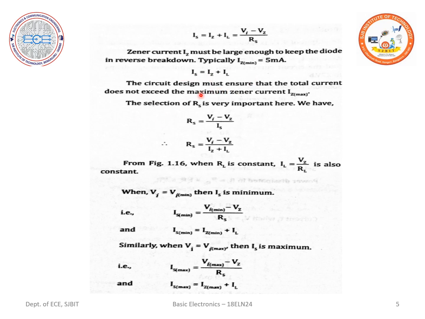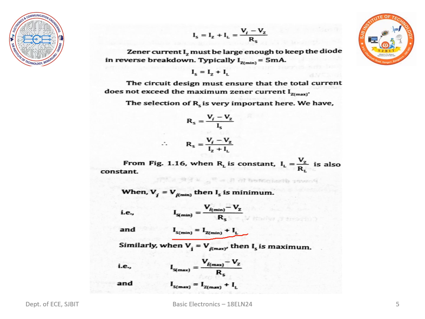Yes, of course. Now, when we know the Is, can I not calculate my Rs, where the resistance Rs is equal to (Vi minus Vz) divided by Is. Now we know our Is is nothing but the combination of Iz plus IL. Substitute that, and when the input is at the minimum level, then my Is is minimum. So Is min would be equal to (Vi min minus Vz) by Rs, and Is min is equal to Iz min plus IL.